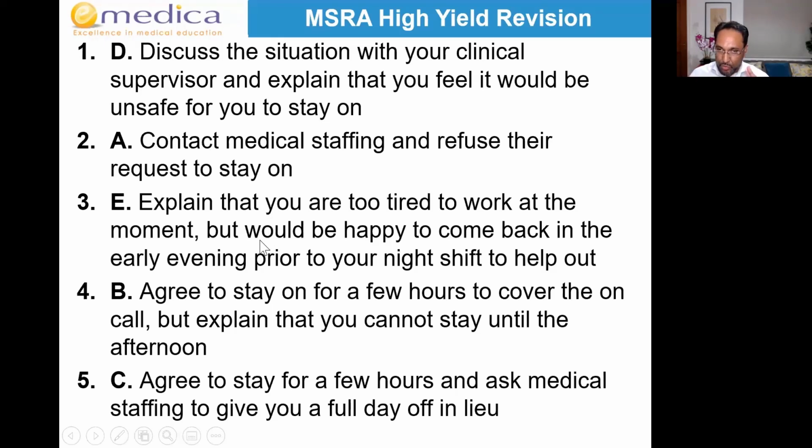Well, the problem with E is twofold. So one is, coming back early evening prior to your night shift, they don't need you. The locum will have arrived by the afternoon, okay? So it seems helpful, but it's not. They don't need you, okay? But the second thing is more subtle. Anyone know? This is why there is some risk associated with E, why it's worse than D and A.